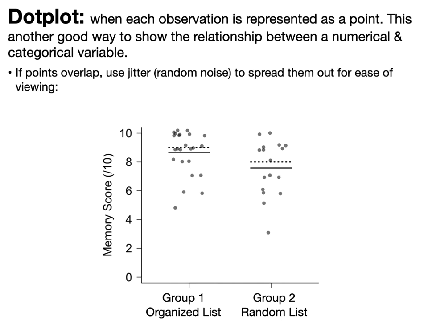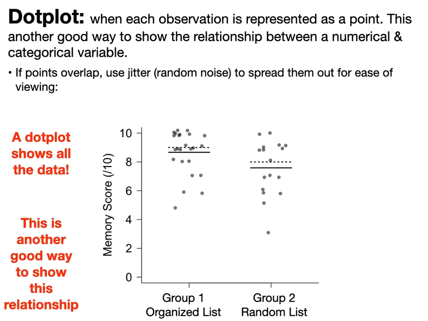I've also done something here because memory score is discrete, right? The students could only get scores of like 10, 9, 8, 7, 6. There's no decimal score. There's a lot of overlapping data points. So what I did was I used something called jitter, which adds a little bit of random displacement to the data points, and that spreads them out and makes them a little bit easier to see. Because what you don't want is to have data points covering up other data points, because then you can't see what the sample size was.